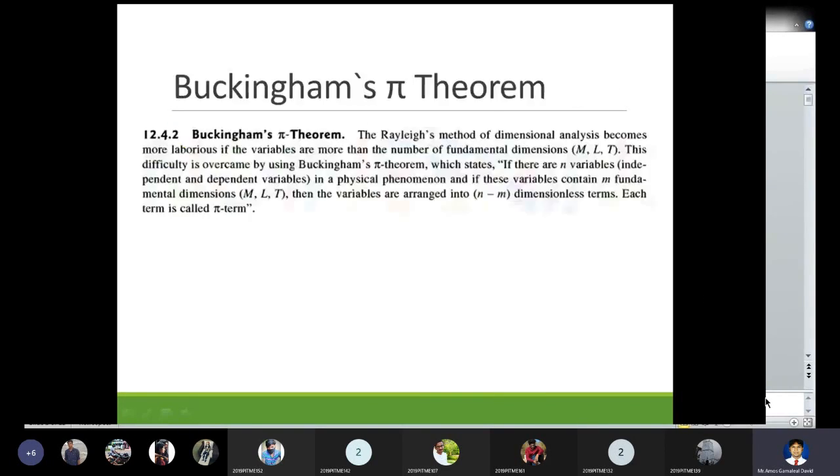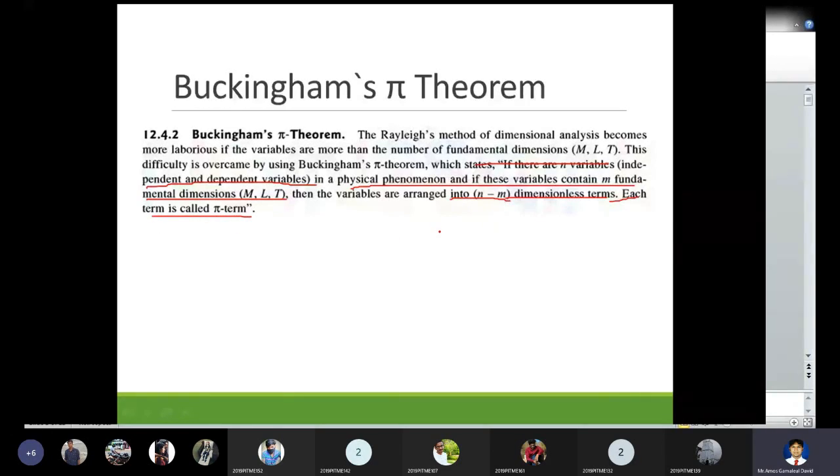In Buckingham's pi theorem method, this is the statement I have shown you in red. If there are n variables, independent and dependent variables in a physical phenomenon, and these variables contain m fundamental dimensions, what are the fundamental dimensions? M, L, and T. Then the variables are arranged into n minus m dimensionless terms, and each term we get from these is called a pi term. This is what Buckingham's pi theorem is.